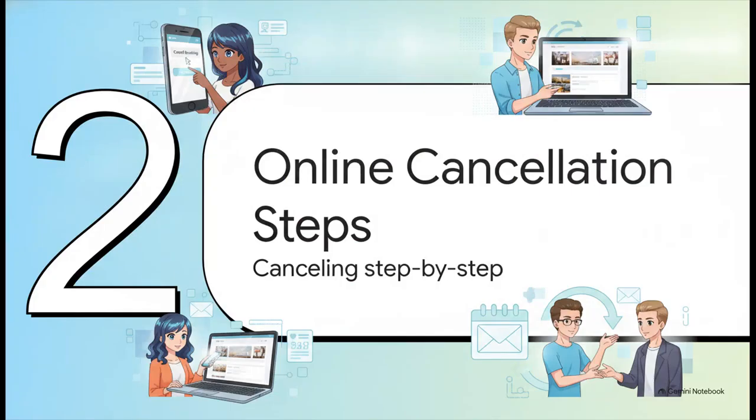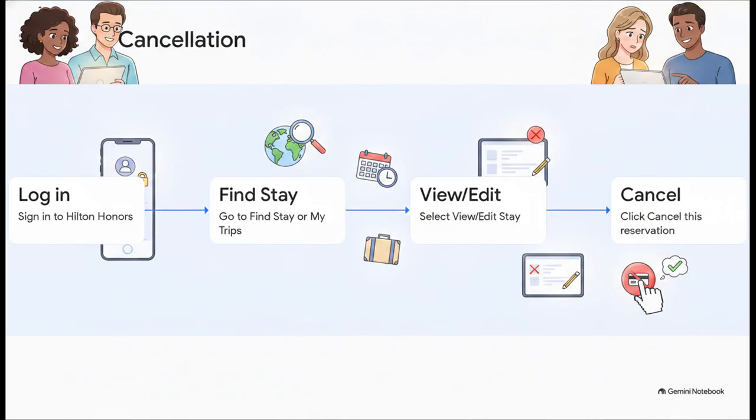Moving on to Section 2, Step-by-Step Online Cancellation. Okay, now that you've got your deadline figured out, let's walk through the actual process. You'll want to have your confirmation number and the email address you used for booking handy just in case. For a standard logged-in Hilton Honors member using the website, it's incredibly simple. First, log into your account.